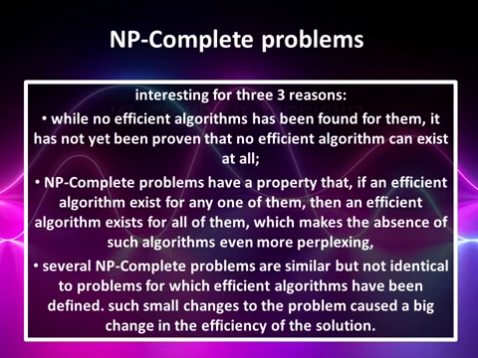Second, NP-complete problems have a property that if an efficient algorithm exists for any one of them, then an efficient algorithm exists for all of them, which makes the absence of such algorithms even more perplexing. And third, several NP-complete problems are similar but not identical to problems for which efficient algorithms have been defined. Such small changes to the problem cause a big change in the efficiency of the solution.